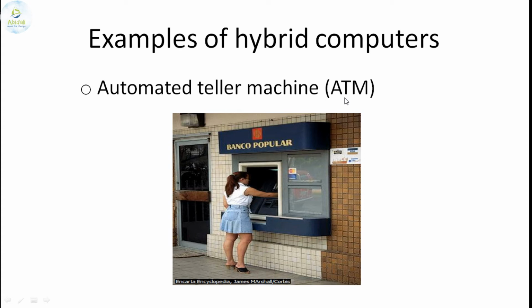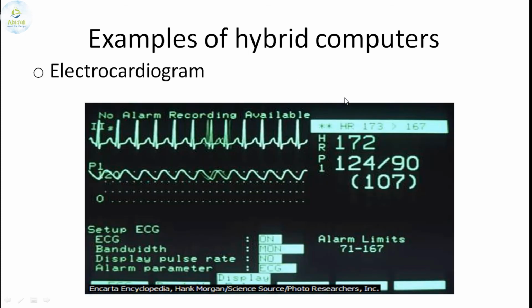So you insert a chip or a card, an ATM card, then you press some buttons, then you enter your pin, then you get the processing. Okay, so there are digital as well as analog units working simultaneously together to give you cash out of the bank or the ATM machines. So that is the best example.